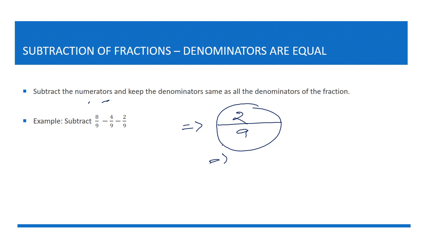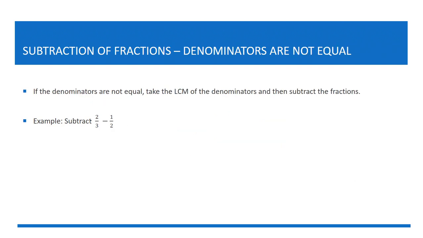Fine. Let us go with the next one, that is when the denominators are not equal. The same way as we did for addition, first of all we are supposed to take the LCM. For 3 and 2, the LCM is 3 and 2 only, because both are co-prime. So now 3 2s are 6 is the LCM.